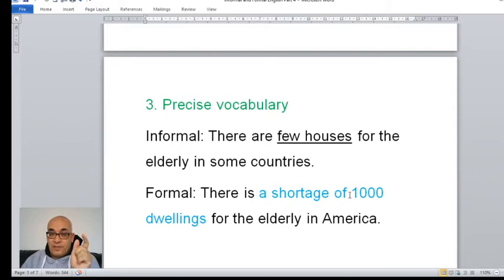1,000. So we need 1,000. And I don't use houses, I use dwellings. So dwellings, this word is formal. A shortage means a few, and shortage is formal, few is informal, and I give you the exact number of the houses which we need for the elderly in America.